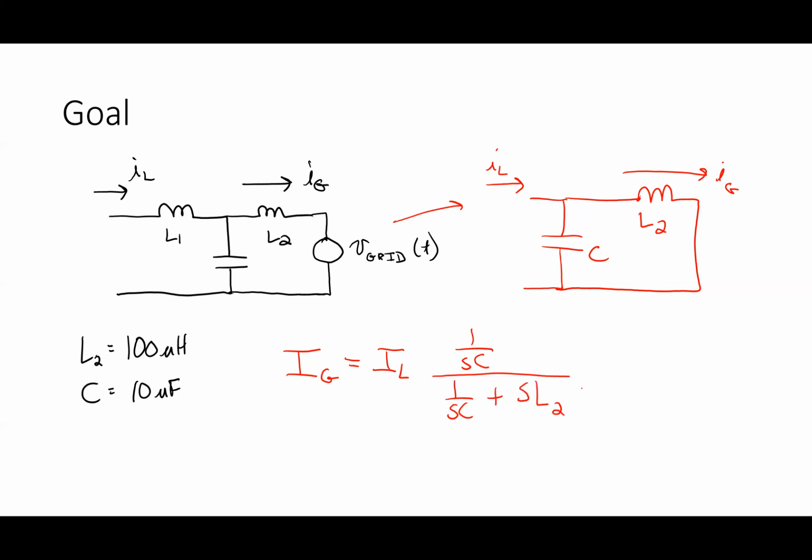Did we turn off the grid? I turned off the grid, yeah. I'm doing superposition to figure out what it's going to look like. Okay. So my transfer function is that guy that I wrote right there. This thing right here is H of S. So how do I get that into a nice rational function of S? Multiply everything by SC. And I'm going to find that my H of S is 1 over 1 plus S squared L2 C, like that.